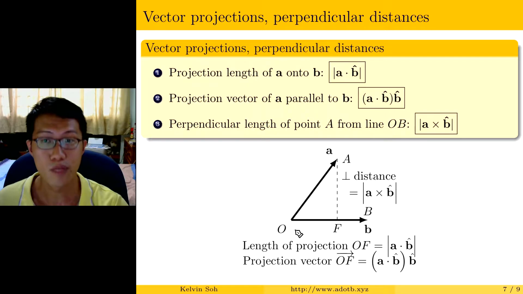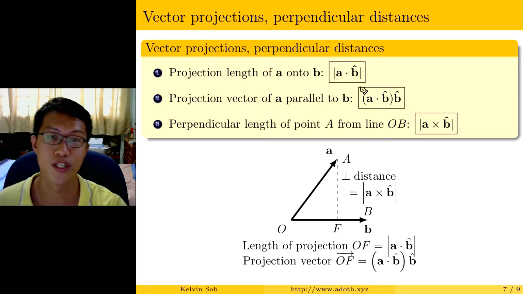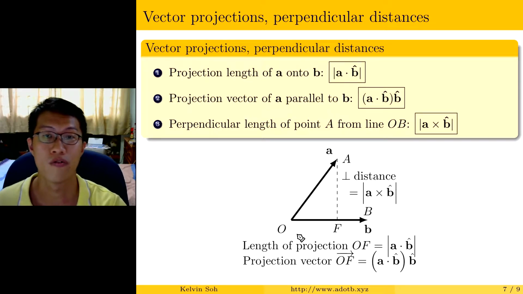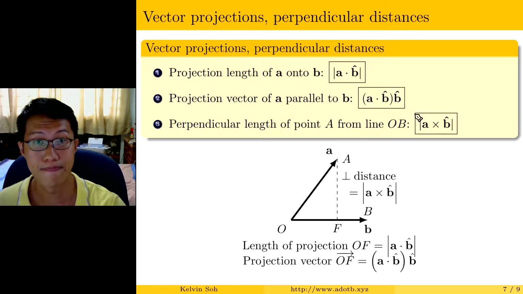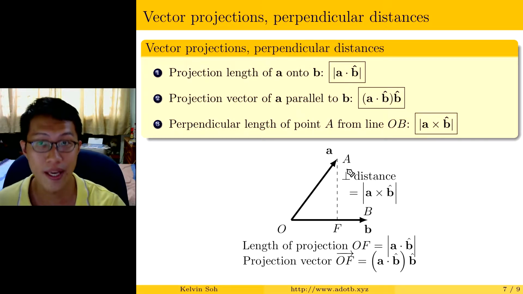Next, we may also be interested in the vector OF itself. Instead of just how long it is, we are also interested in what the vector OF is. If you recall from the previous video on the use of unit vectors, here we have OF. OF is parallel to B, and we know the length of OF is given by A dot B hat. So we can obtain the vector OF by A dot B hat multiplied by B hat, the unit vector. Finally, sometimes we are also interested in the perpendicular distance from the point A over here to the line OB.